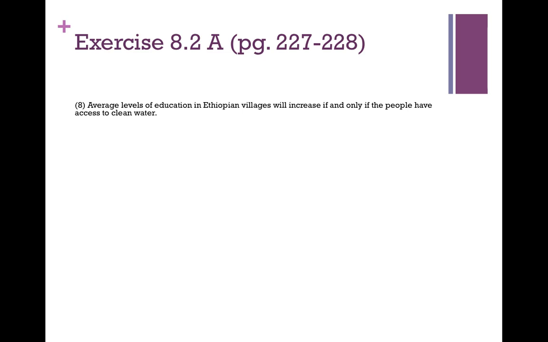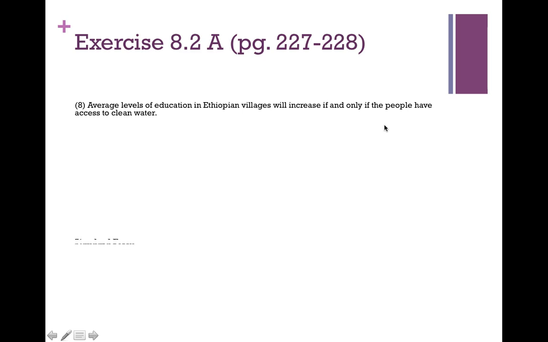The first one is going to be, and we have to go up here and look at this, if and only if. This is saying two different things. One thing it's saying is average levels of education in Ethiopian villages will increase if people have access to clean water. So just ignore the and only if. Ignore that for a second. It's saying average levels of education in villages will increase if people have access to clean water. So it's saying P if Q.